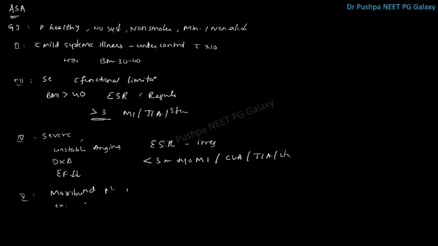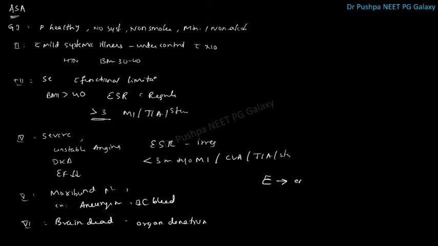Examples are ruptured thoracic or abdominal aneurysm, intracranial bleed with midline shift, massive trauma. Sixth one is brain dead patient, so they can be taken for organ donation. There is one symbol called E, which is used for emergency patients. So this is about ASA grading.